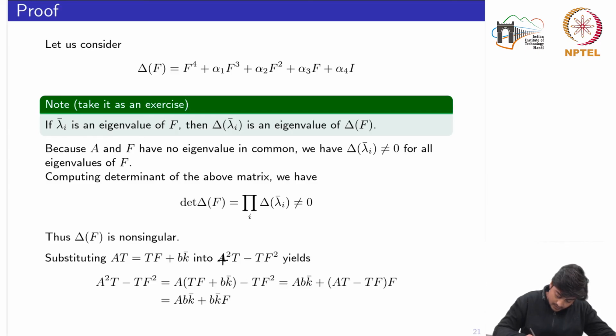so here we would have, I can take the A matrix common, so the rest would be AT, replace TF plus BK bar, minus TF squared. Then clubbing this ATF matrix with this matrix and taking the F matrix common, I would have AT minus TF, and A B K bar, the rest of the part. And this AT minus TF is nothing but BK bar. So I can write A squared T minus T F squared as equal to A B K bar plus B K bar F. Okay, the relevance of doing this procedure would be clear in the next slide.